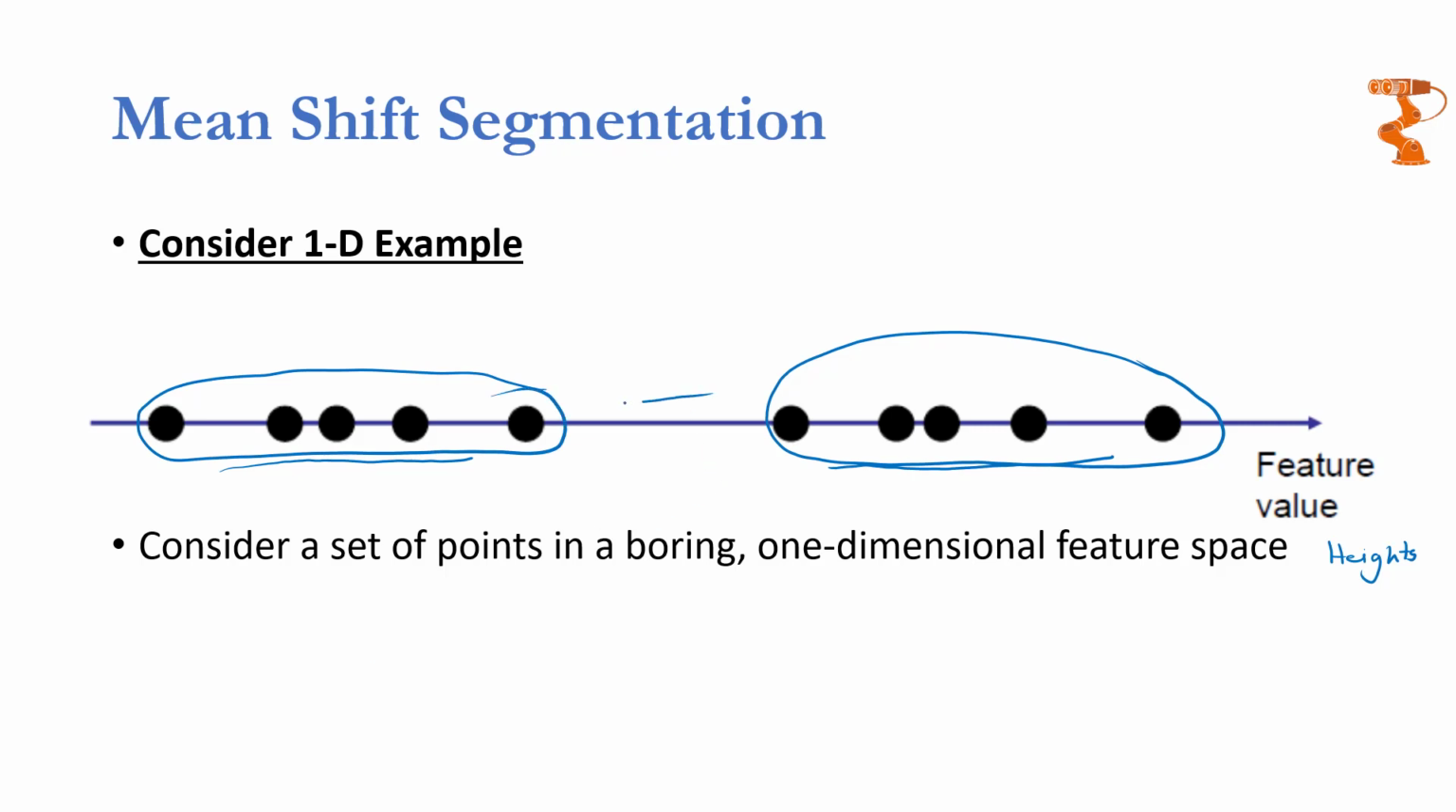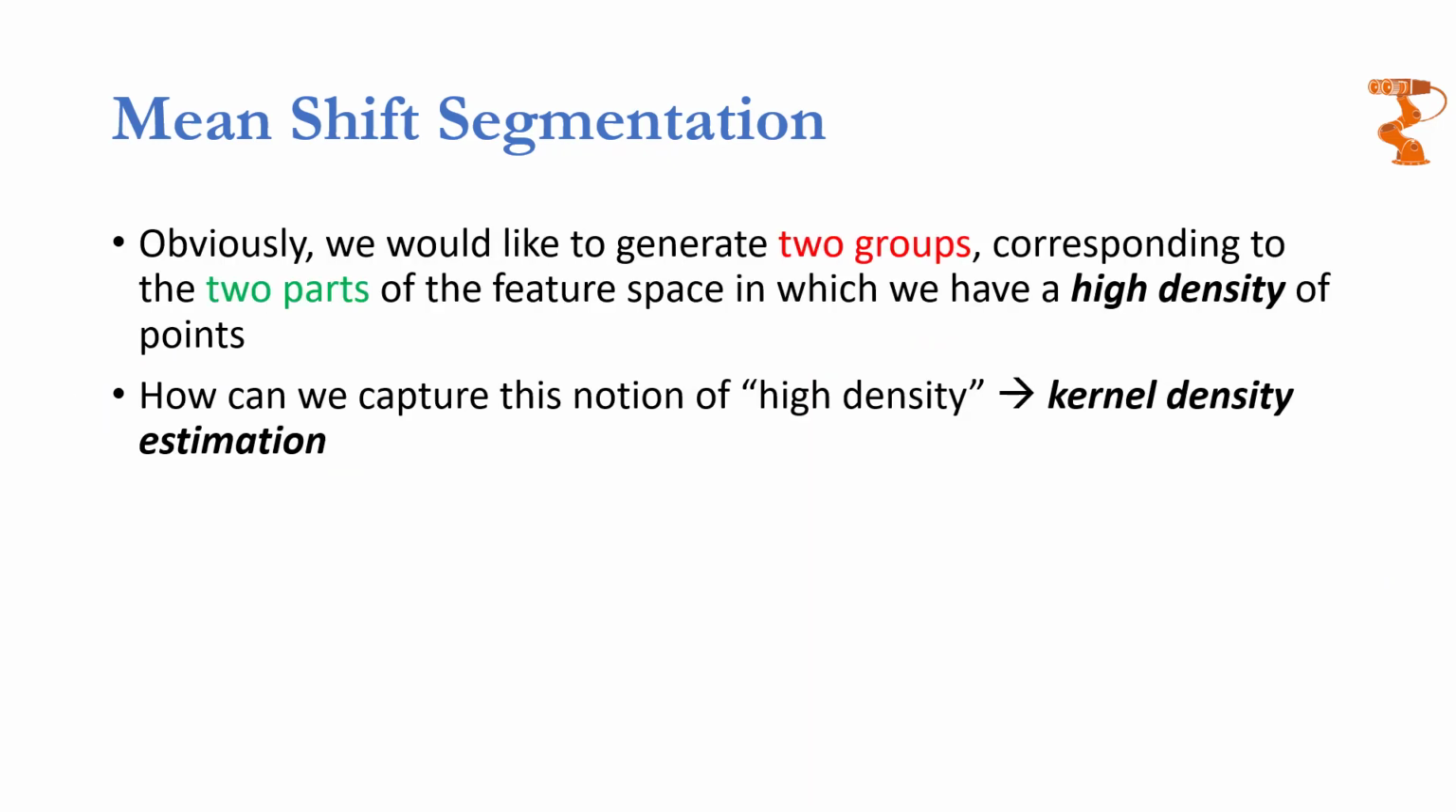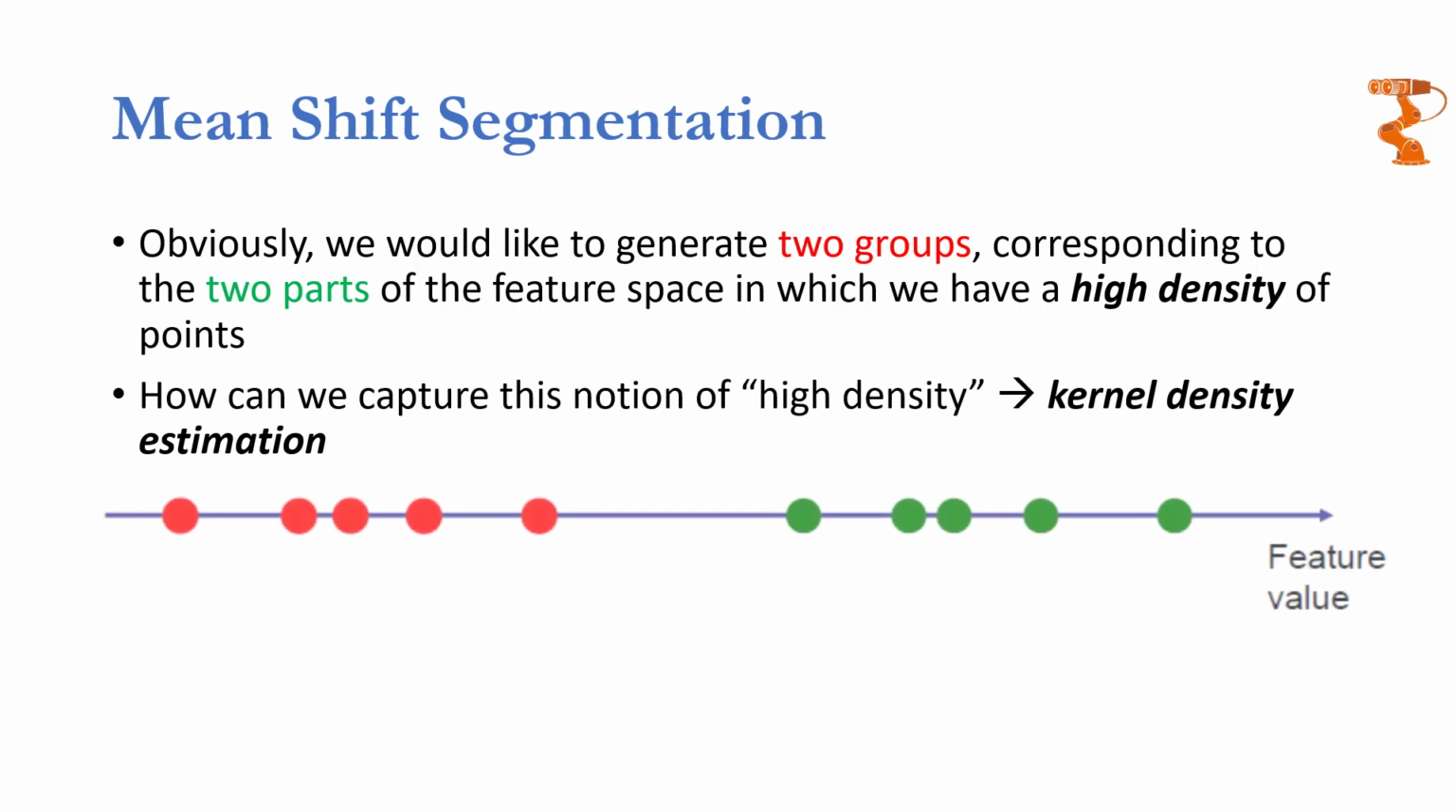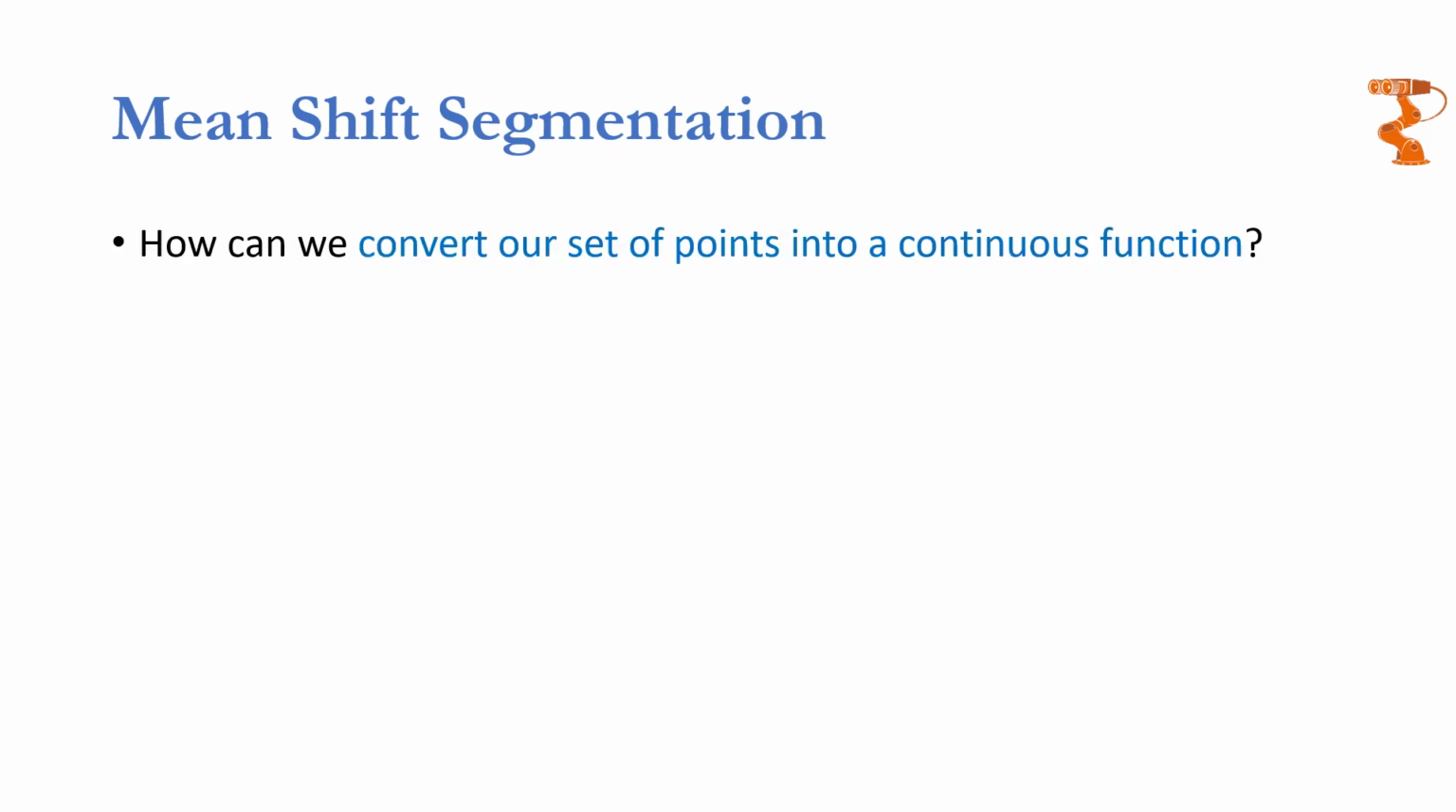We have no values in this region, and no feature values in this region and in this region. So this can be captured using a kernel density estimation function. Now what is a kernel density estimation? Once we have used this kernel density estimation, we will group this data into two groups like these red and green dots. But how can we do this?